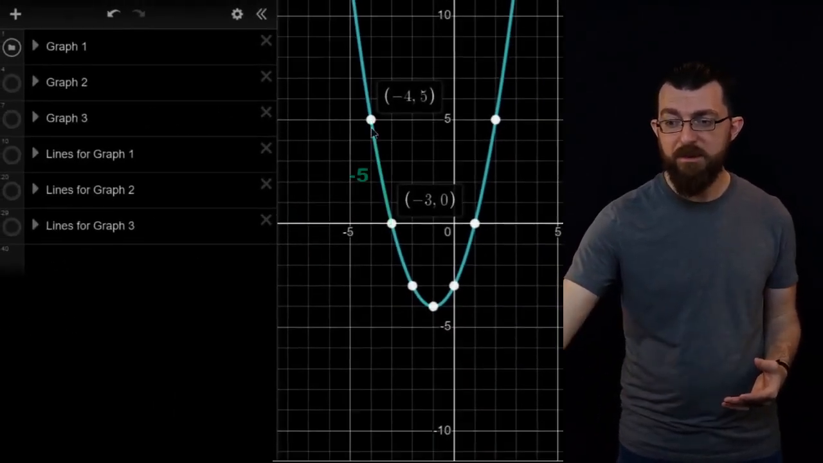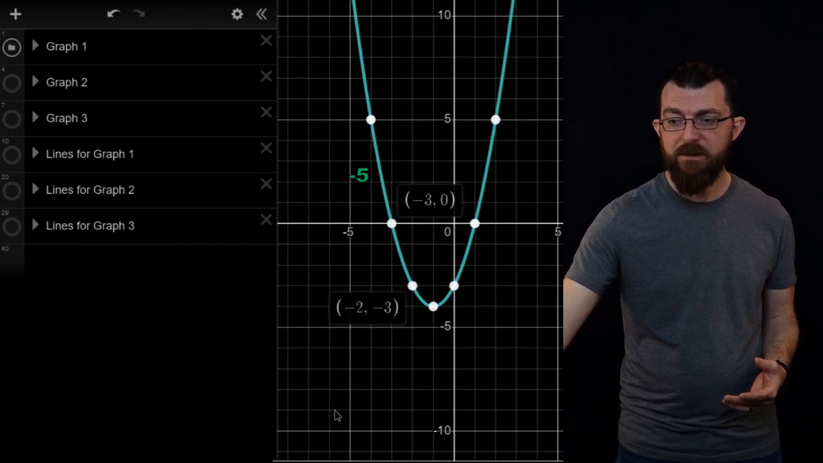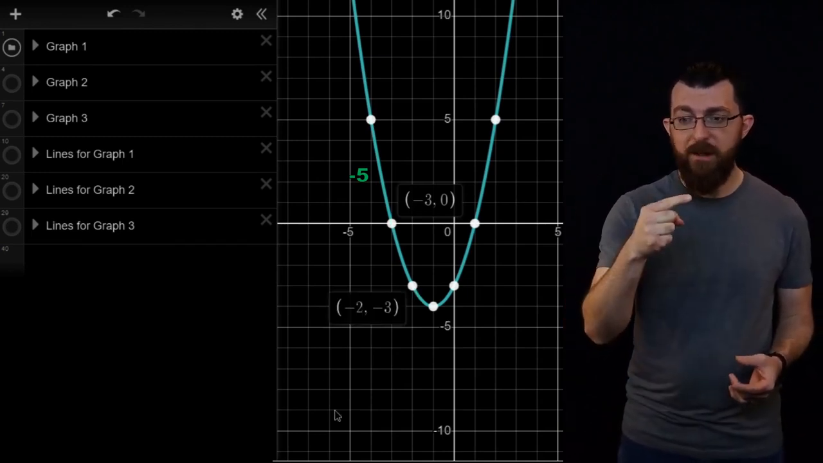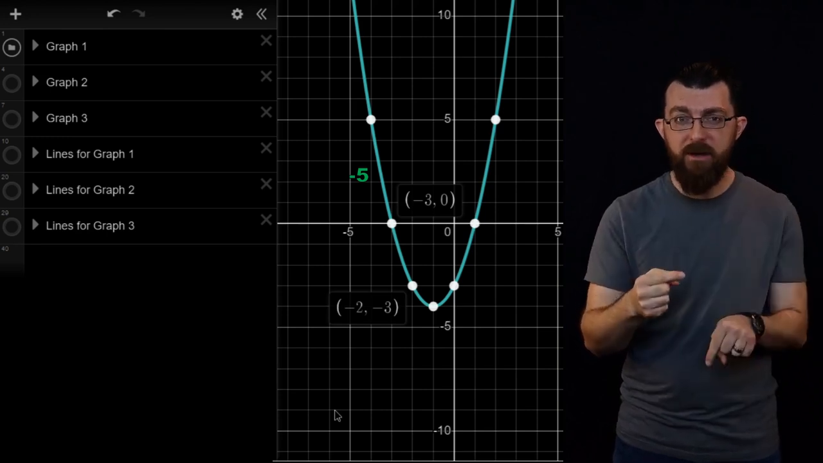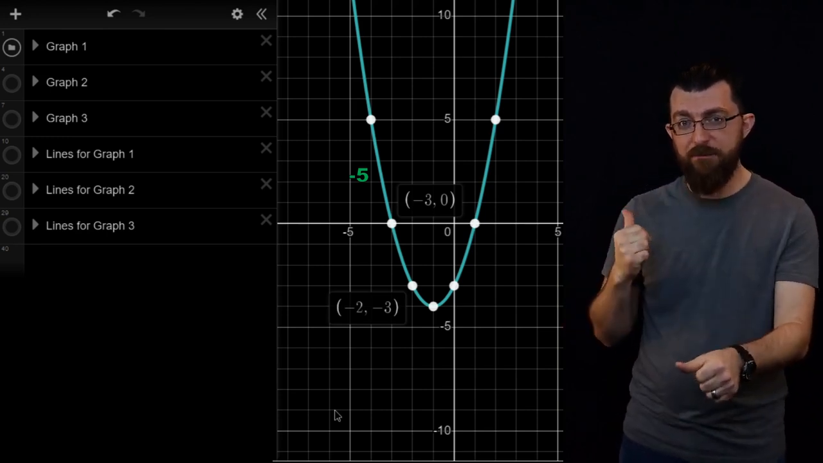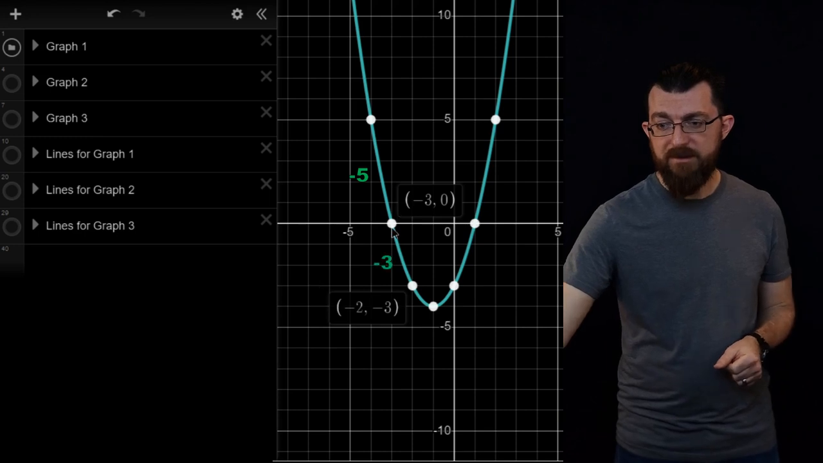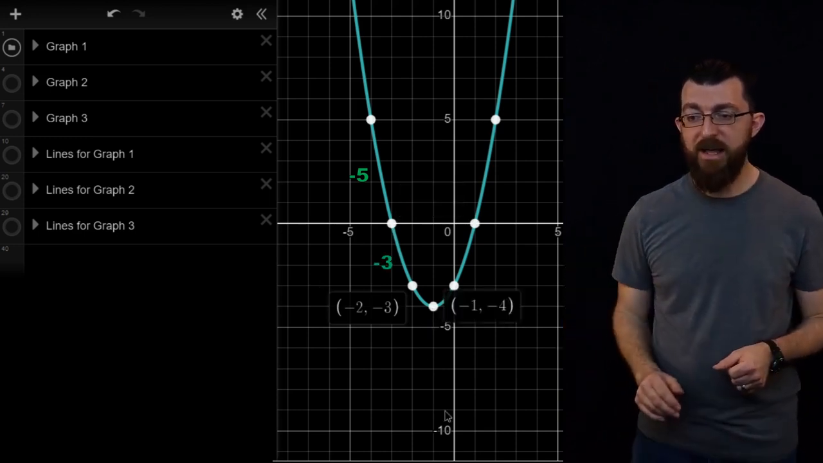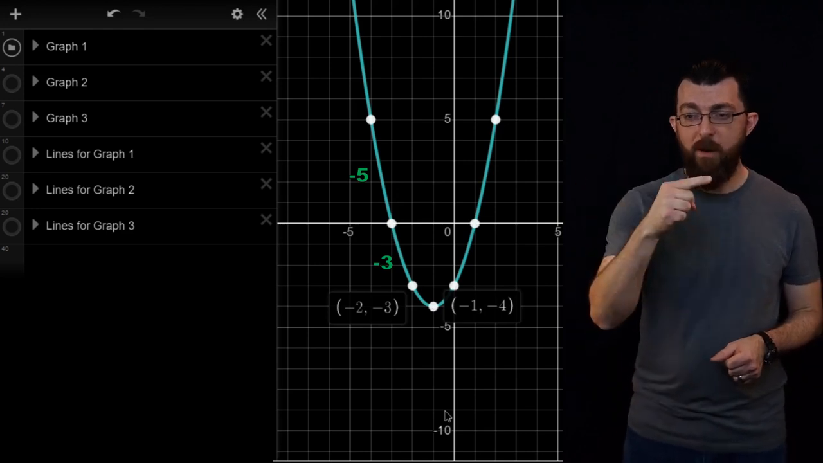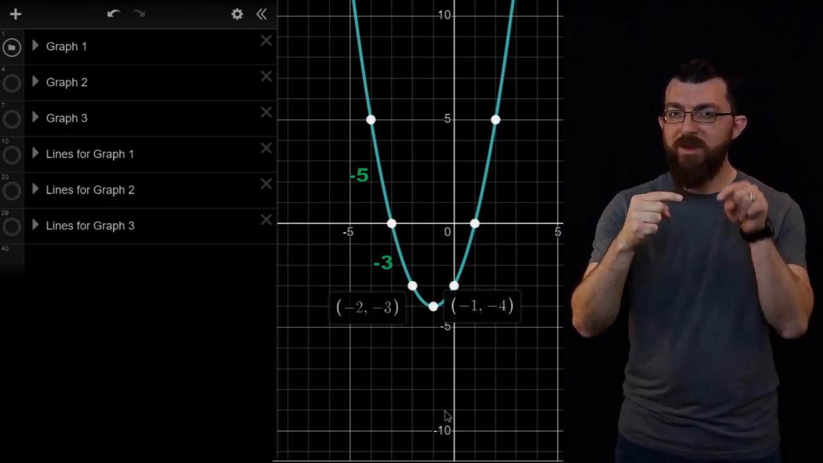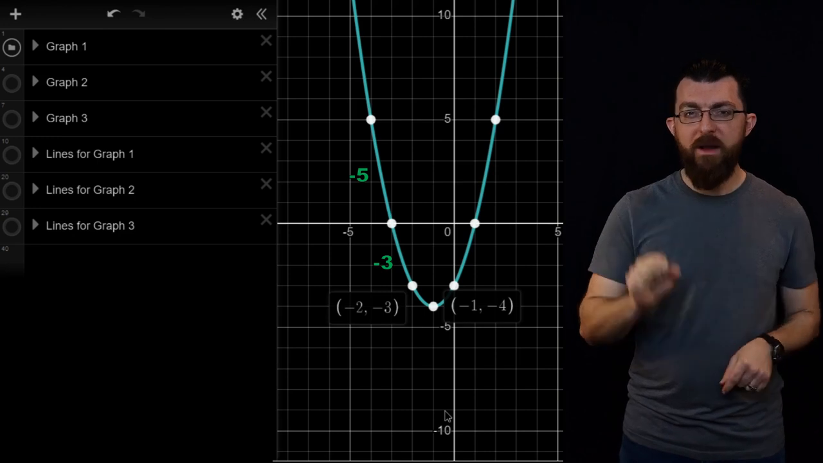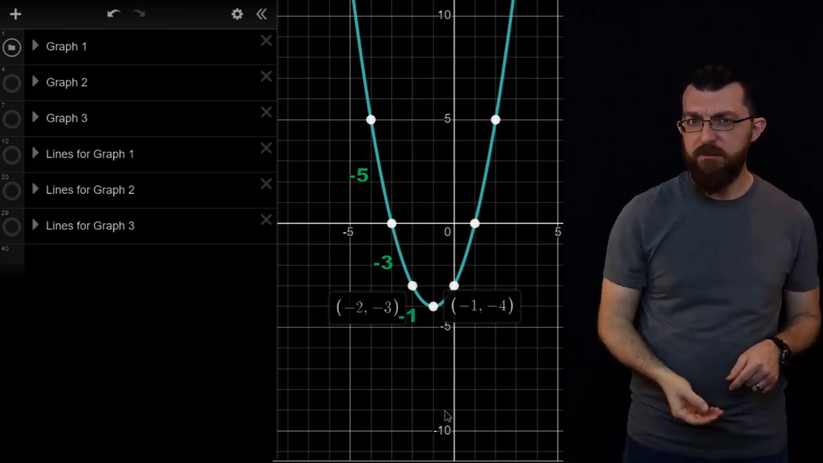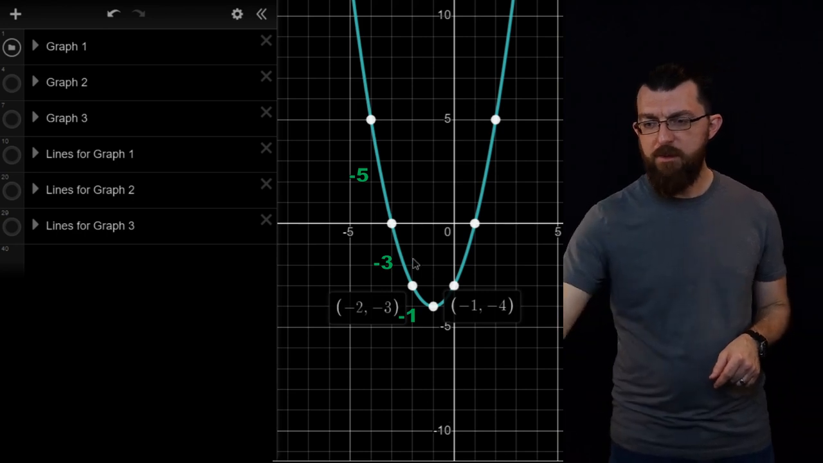Let's move on to the next little segment. From -3, 0 down to -2, -3. Again, it goes over 1 to the right, but this time it goes down by 3. We went from -5 to -3. The next little segment, this goes from -2, -3 to -1, -4. Again, over by 1, but this time only down by 1. We went 5 and then 3 and then 1. Those numbers sound familiar? Okay, let's keep going on.